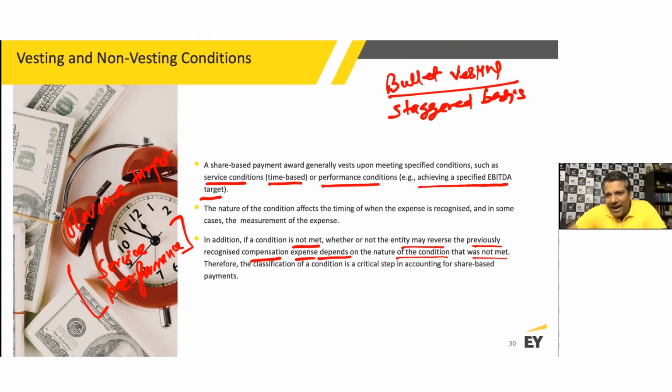If these two are met, but the award still does not vest, or if only one condition was there and the award still does not vest, then the compensation cost is not allowed to be reversed. Therefore, the classification of a condition is a critical step in accounting for share-based payments. The classification of these conditions, whether they are a service condition, a performance condition, or other vesting conditions, we will try to talk about.